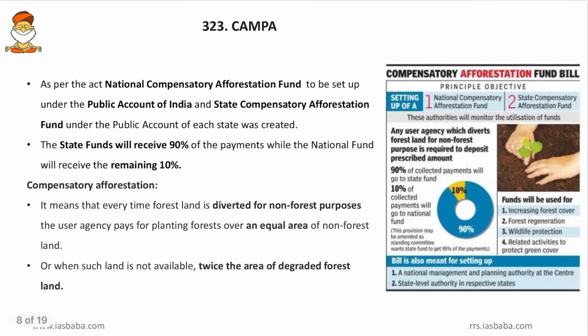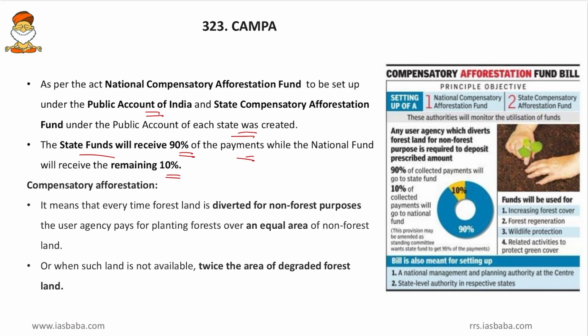Then more about CAMPA. As per the CAF Act 2016, the National Compensatory Afforestation Fund is to be set up under the Public Account of India and the State Compensatory Afforestation Fund under the public account of the state concerned. So in both the center and the state, the Compensatory Afforestation Fund has to be set up, and the state funds will receive 90% of the payments while the national fund will receive the remaining 10%.